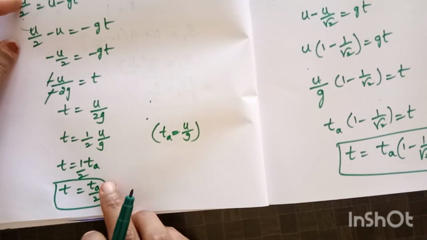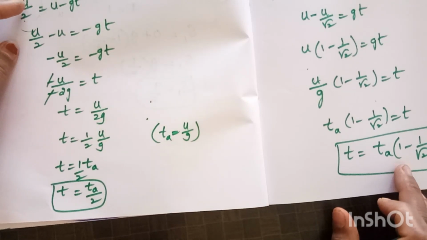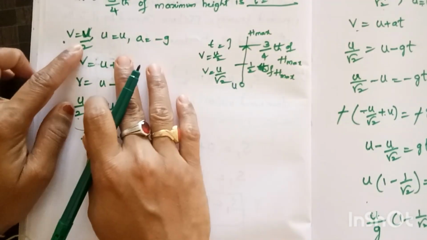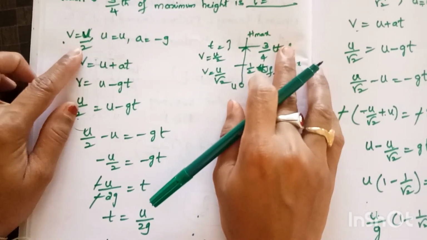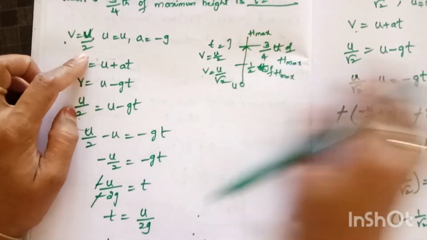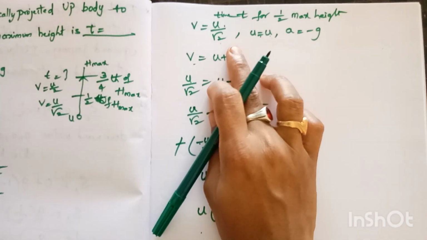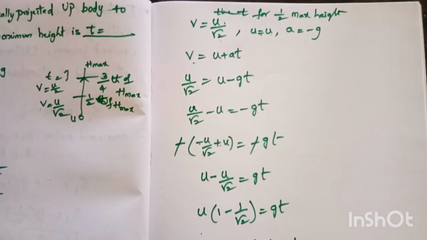We can calculate these times for vertically up motion, for 3/4 of the maximum height and half maximum height, by using only the velocities at 3/4 of the maximum height and at half maximum height. So here we are taking v as u by 2 and here we are taking v as u by root 2. These are the velocities at 3/4 of the maximum height and half maximum height.